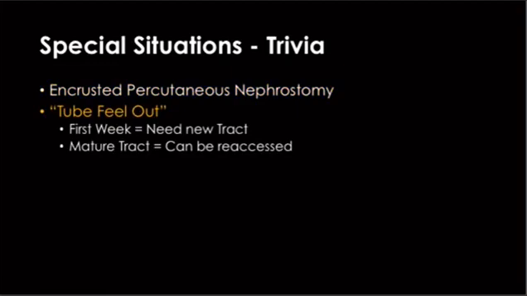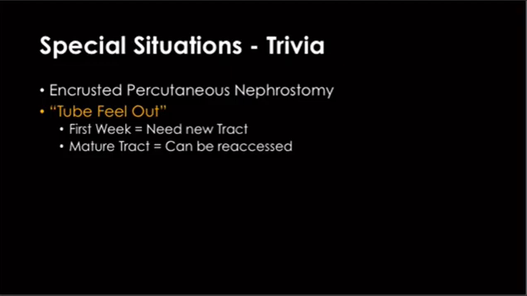Alright, tube fell out. Another very common situation that you deal with these tubes. So if it's within the first week, you're going to need a new track. Your track's no good. If it's been more than that, if you've got a quote mature track, hopefully they won't tell you that it's been 8 days. They'll say that this guy's had an indwelling tube for years or something, and then boom, I'm dealing with a mature track. You can usually reaccess those without any kind of a problem.